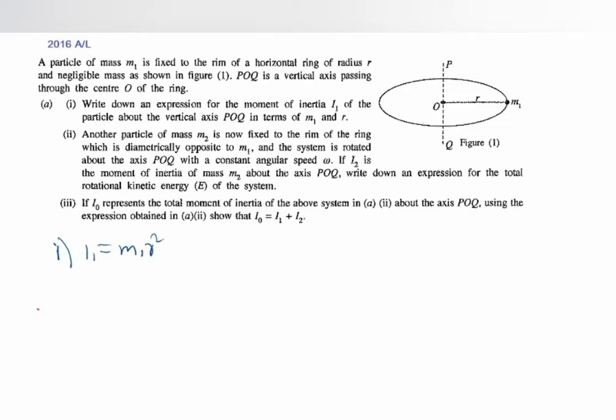Now another particle, m2. Let me read it out for you. m2 is fixed to the rim of the ring, diametrically opposite. That means on the opposite side. The system is rotated about PQ with a constant angular speed omega. If I2 is the moment of inertia of m2 about PQ, write down an expression for the total kinetic energy of the system.